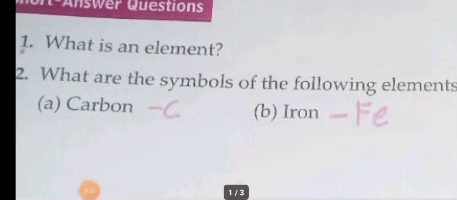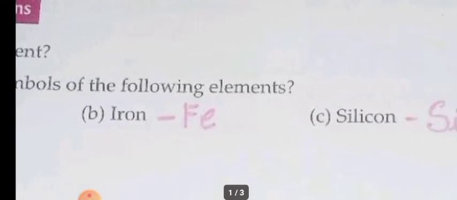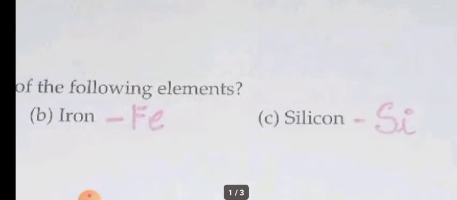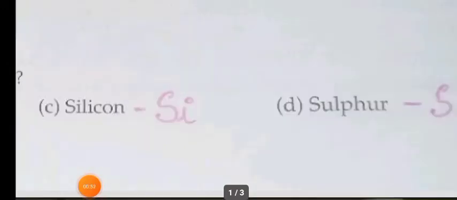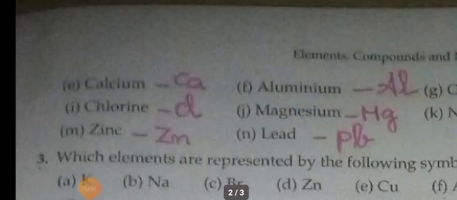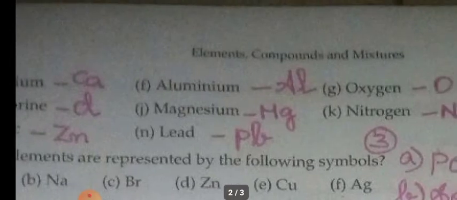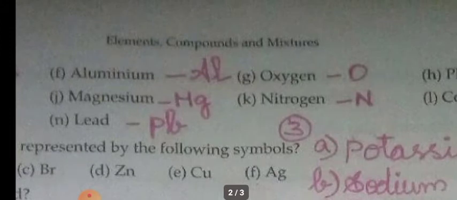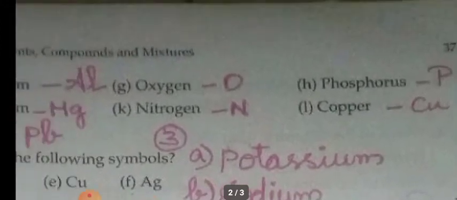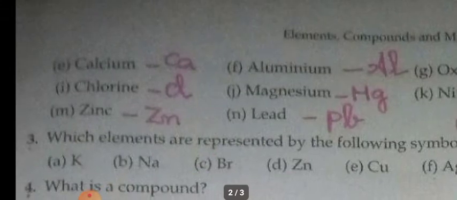Second question, what are the symbols of the following elements? First one is carbon, capital C. Iron, Fe, capital F and a small letter e. Silicon, Si, capital S, small letter i. Sulfur, S, capital S alone. Calcium, Ca, capital C and a small letter a. Aluminium, Al, capital A and small letter l. Oxygen, capital O. Phosphorus, capital P. Then chlorine, Cl, capital C and small letter l.